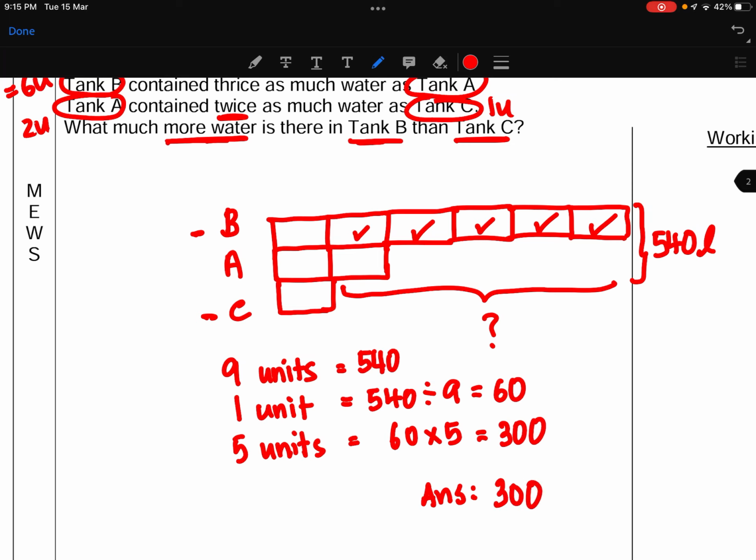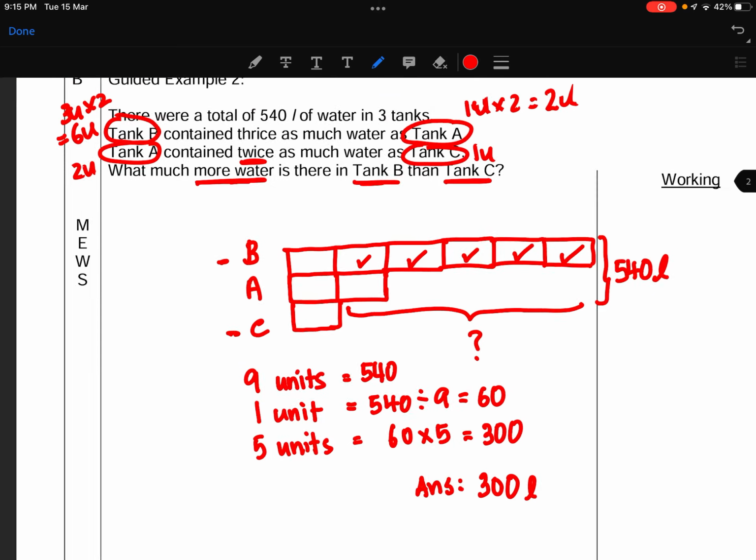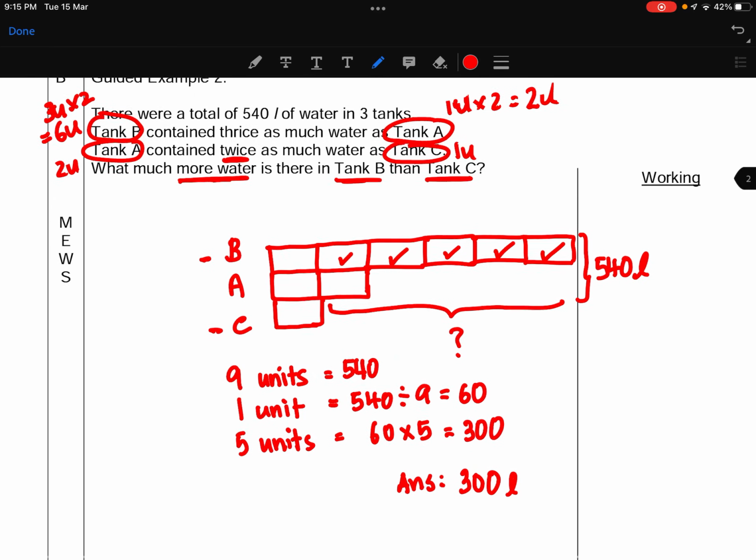But do not forget the units. It will be in liters. If you forget the units, it will be minus half a mark. Okay, so you are ready. I'm going to go to the next question.